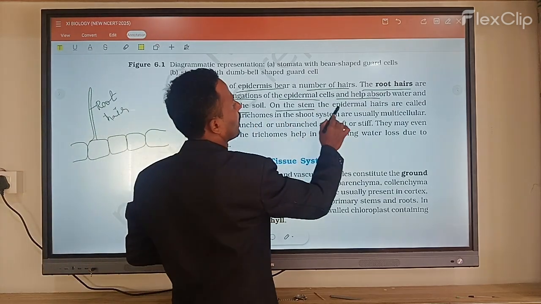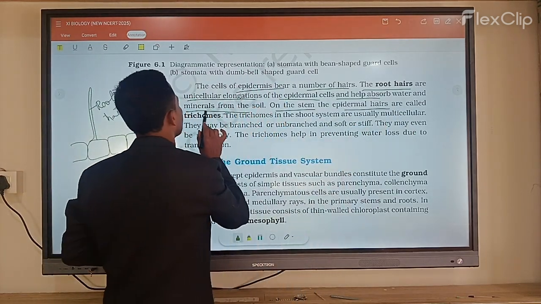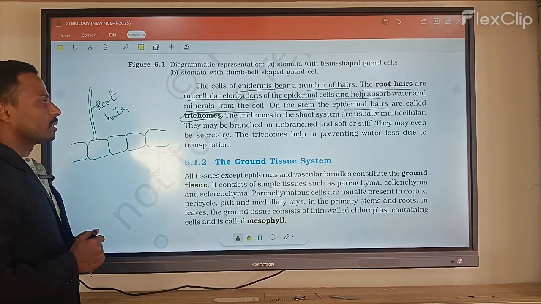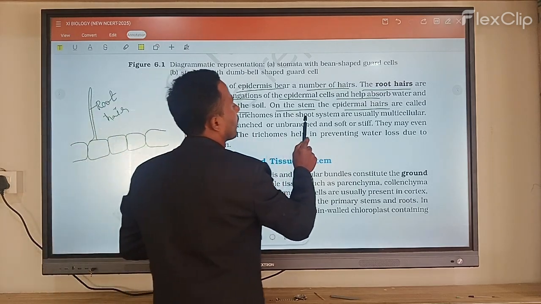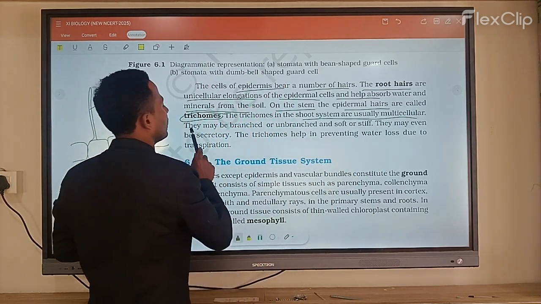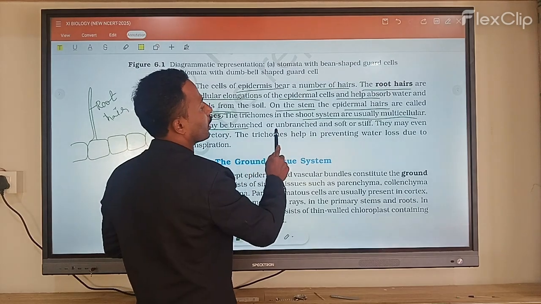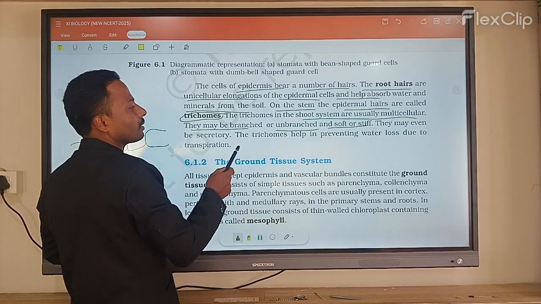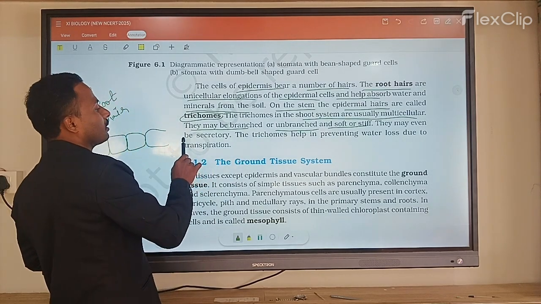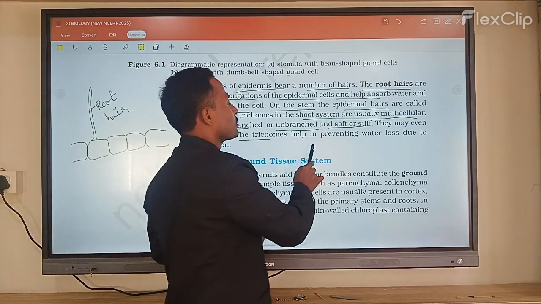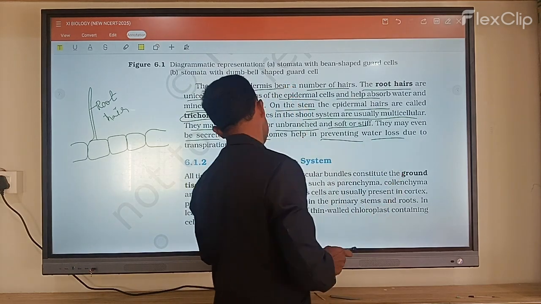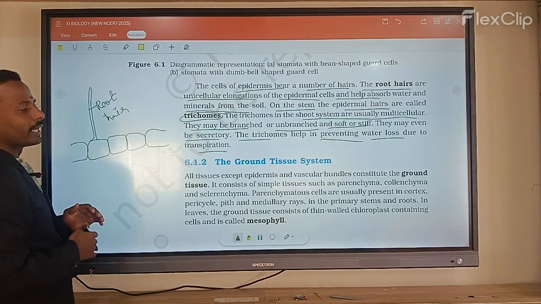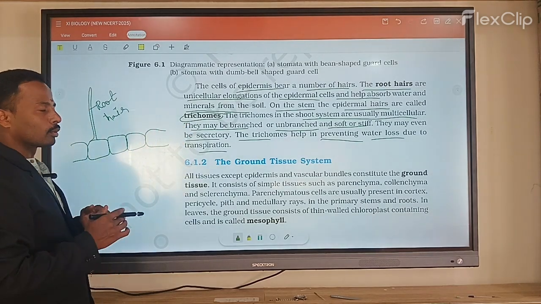Now on the stem, the epidermal hair-like structures are called trichomes. You see on the stem, this structure is called what? Trichomes. The trichomes are multicellular, branched or unbranched, soft or stiff. They may even be secretory, and the trichomes help in preventing water loss due to transpiration. So the trichomes help control water loss.